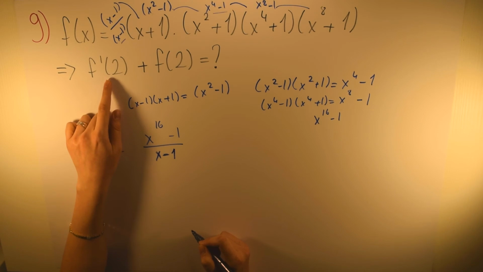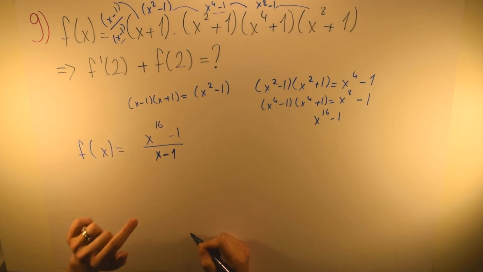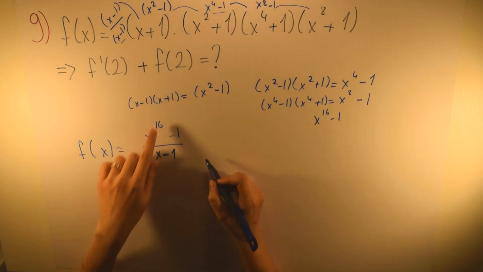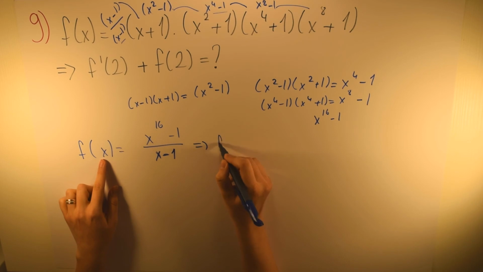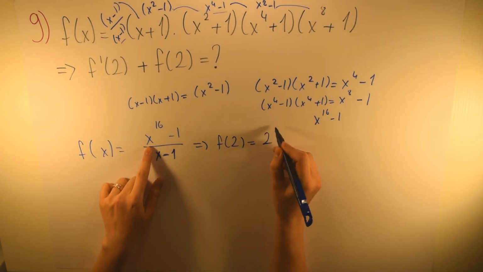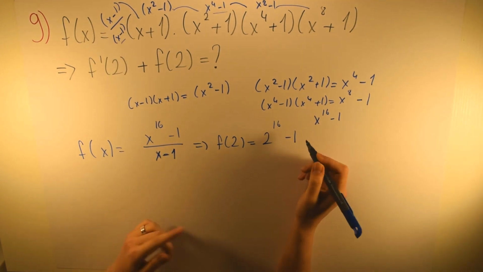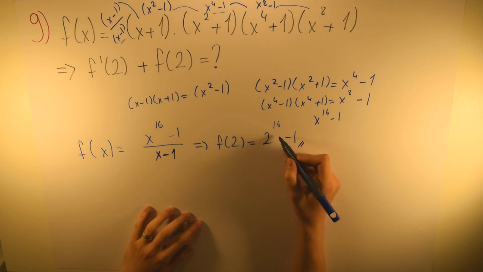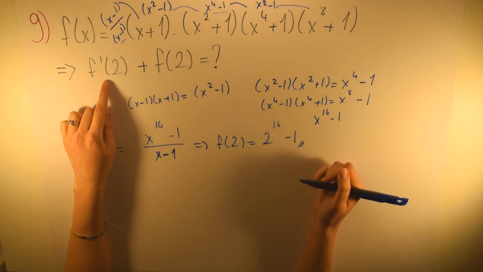Now let's go back to our question. We should find the derivative of f of 2 and the value of f of 2. Let's first find the value of f of 2. When I put 2 instead of x, it will be equal to 2 to the power of 16 minus 1 over 2 minus 1, which is 1. So it's equal to 2 to the power of 16 minus 1. Now let's look at its derivative.